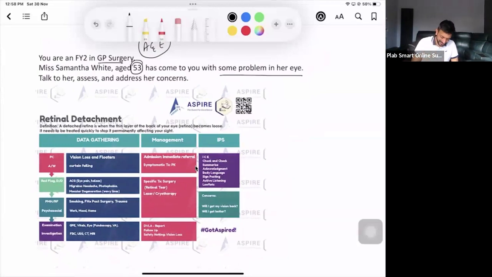Yeah, I've got curtain falling like feeling. So what is it? See, we are an FY2, and as an FY2, we can't figure it out in terms of fundoscopy, everything, in a very clear way. Because we are FY2, the history that they give is actually enough. The history is enough to make the diagnosis.